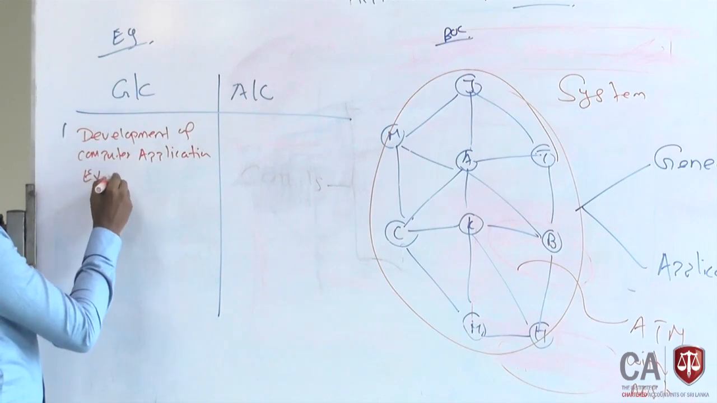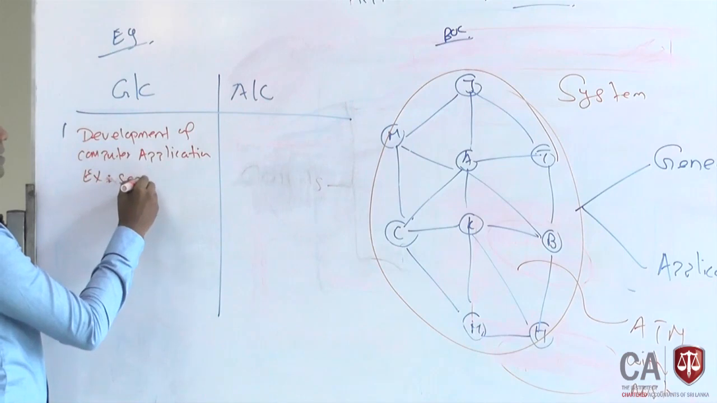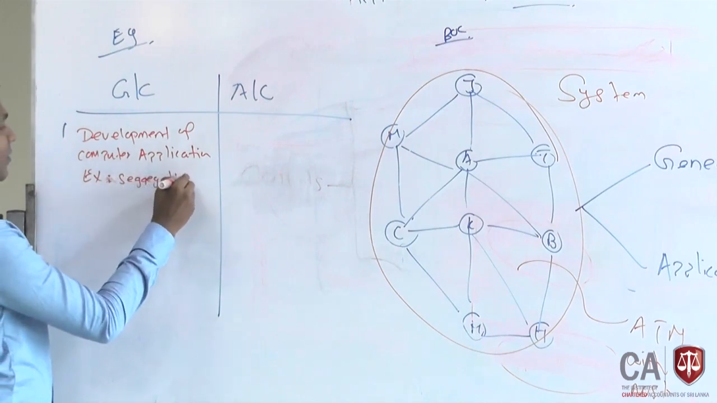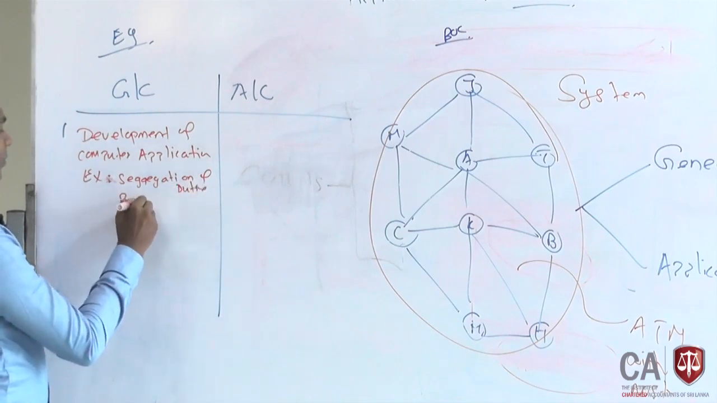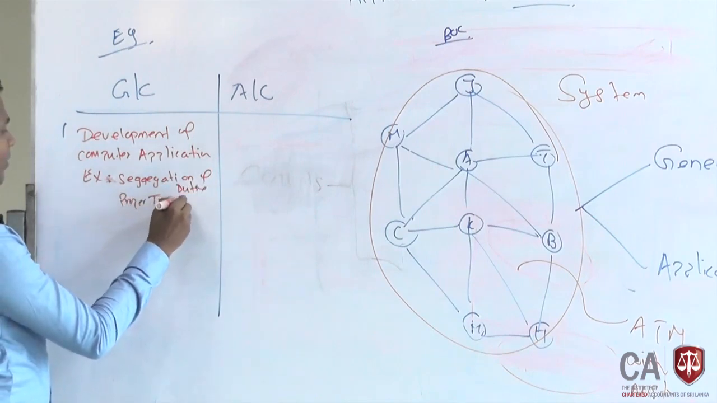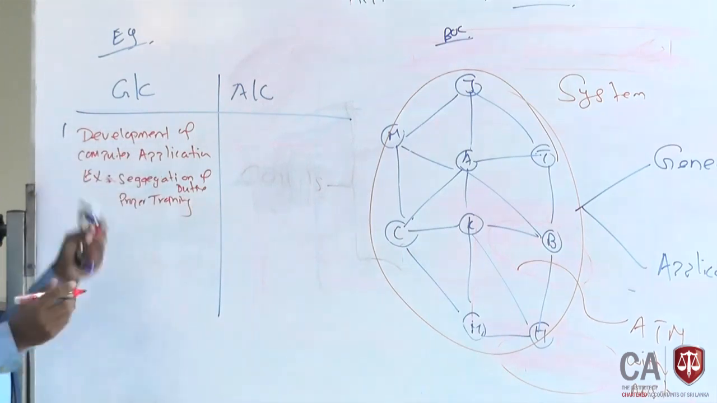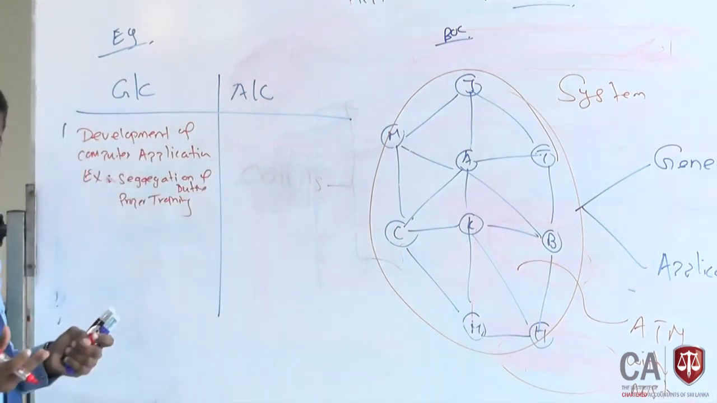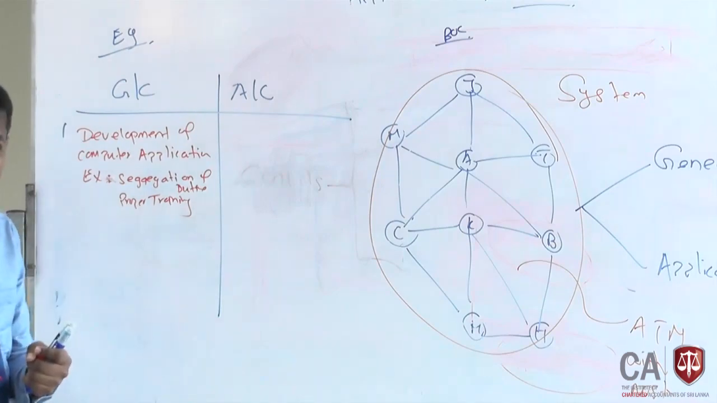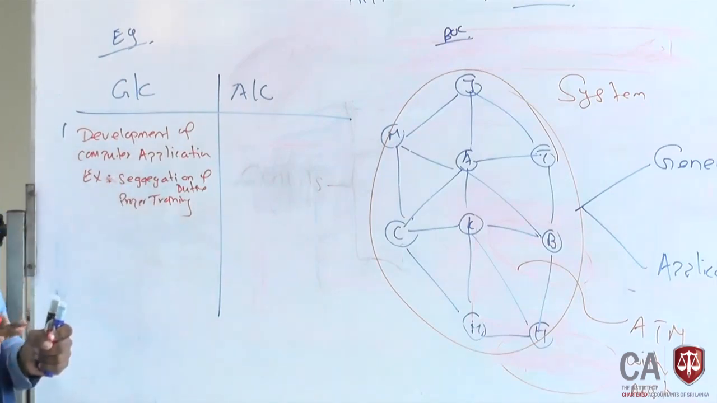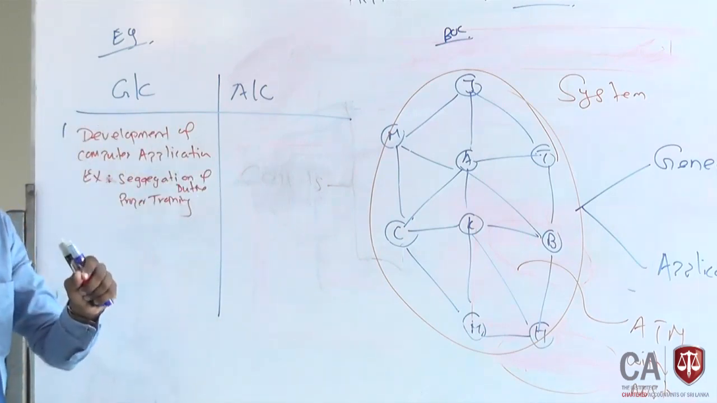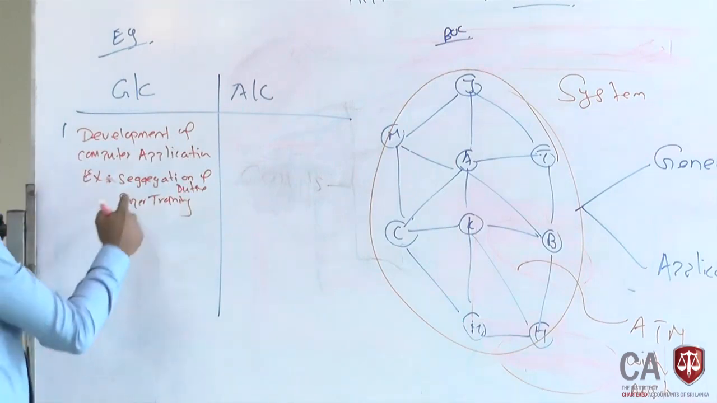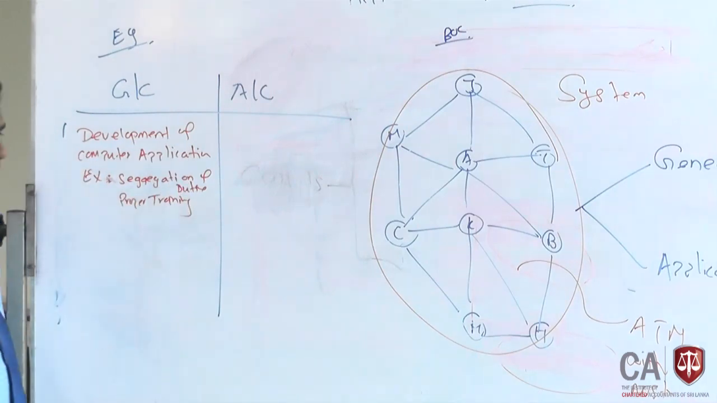Example would be segregation of duties, proper training. When you are developing an application for an organization, there should be adequate control. Example, segregation of duties. One person should do one part, another person should review that, another person should do another part. There should be adequate segregation of duties, and there should be proper training. So I am telling a few examples, right?